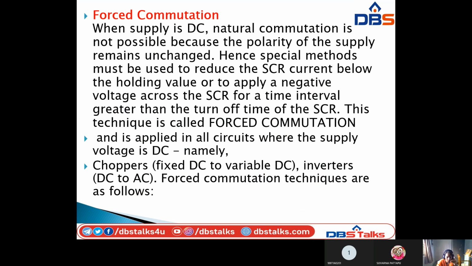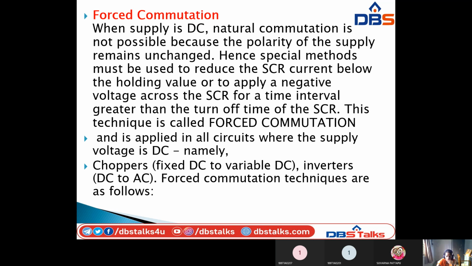So next, forced commutation. When supply is DC, natural commutation is not possible because the polarity of supply remains unchanged. Hence, a special method must be used to reduce the SCR current below the holding current value, or to apply negative voltage across the SCR for a time interval greater than the turn off time of the SCR. This technique is called forced commutation technique.